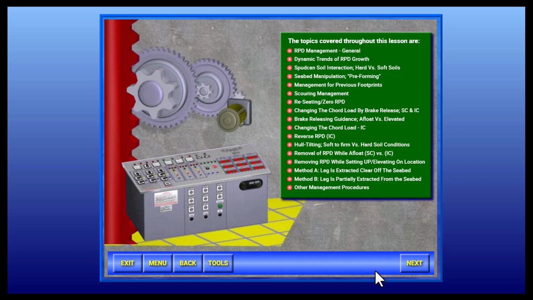Changing the cord load by brake release, SC and IC. Brake releasing guidance, afloat versus elevated. Changing the cord load, IC. Reverse RPD, IC. Hull tilting, soft to firm versus hard soil conditions. Removal of RPD while afloat, SC, versus IC. Removing RPD while setting up, elevating on location. Method A. Leg is extracted clear off the seabed. Method B. Leg is partially extracted from the seabed. And other management procedures.